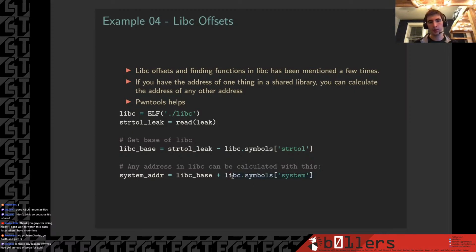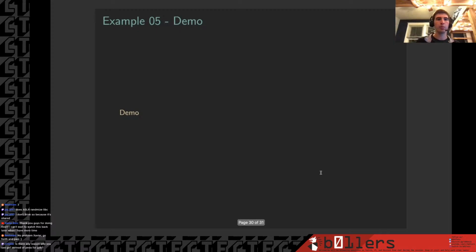Sometimes you might want to ROP with libc, and it's the exact same idea. You just add the offset of your ROP instruction. I'm not going to talk about format strings, so that will likely happen on Friday.